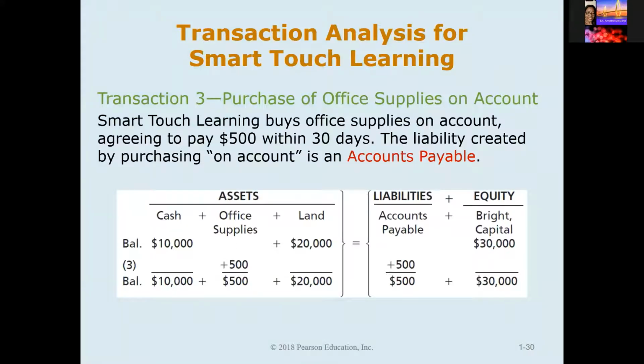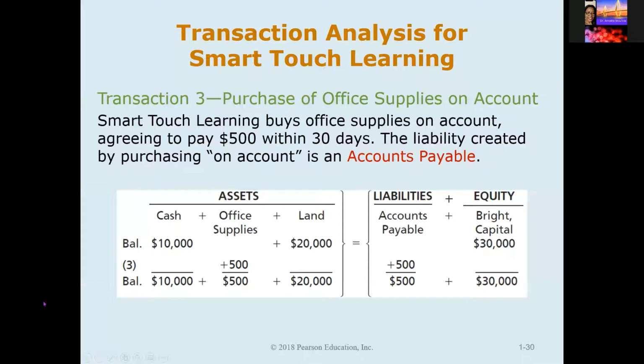Here in transaction 3, Smart Touch Learning buys office supplies for $500. Rather than require Smart Touch Learning to pay for the supplies at the time of purchase, the supplier has offered them to pay later, 30 days later. So in this case, office supplies is an asset. It's not an expense, it's an asset because the supplies have not yet been used. So you create a payable, and your payable is a liability.